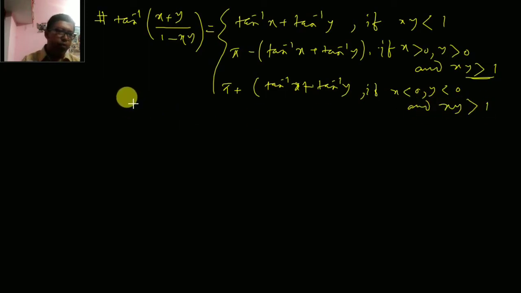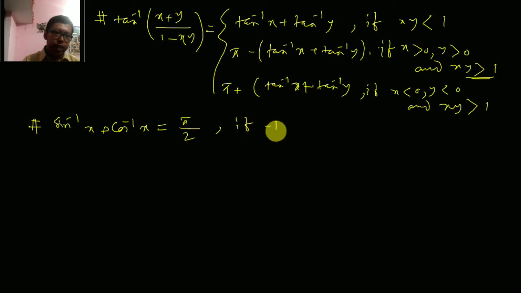So a few more important questions. Formulae. The formula is sin inverse x plus cos inverse x. You know this formula and you will definitely write it as pi upon 2. And this is only when minus 1 is less than or equal to x less than or equal to 1.